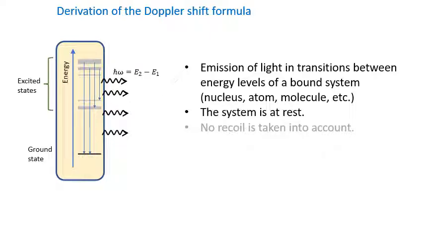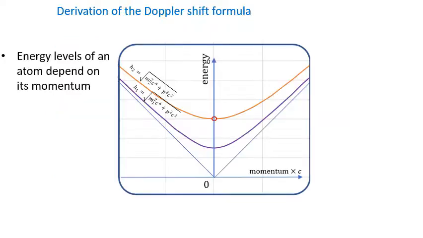This textbook's picture is fine, but it is a bit oversimplified. First, it applies only to a radiating system at rest. And second, it ignores the recoil. If we want a more precise description of radiation, we have to take into account that energy levels of an atom are not just fixed numbers, but functions depending on atom's momentum. Here I show two such hyperbolas, H2 for the excited state and H1 for the ground state.